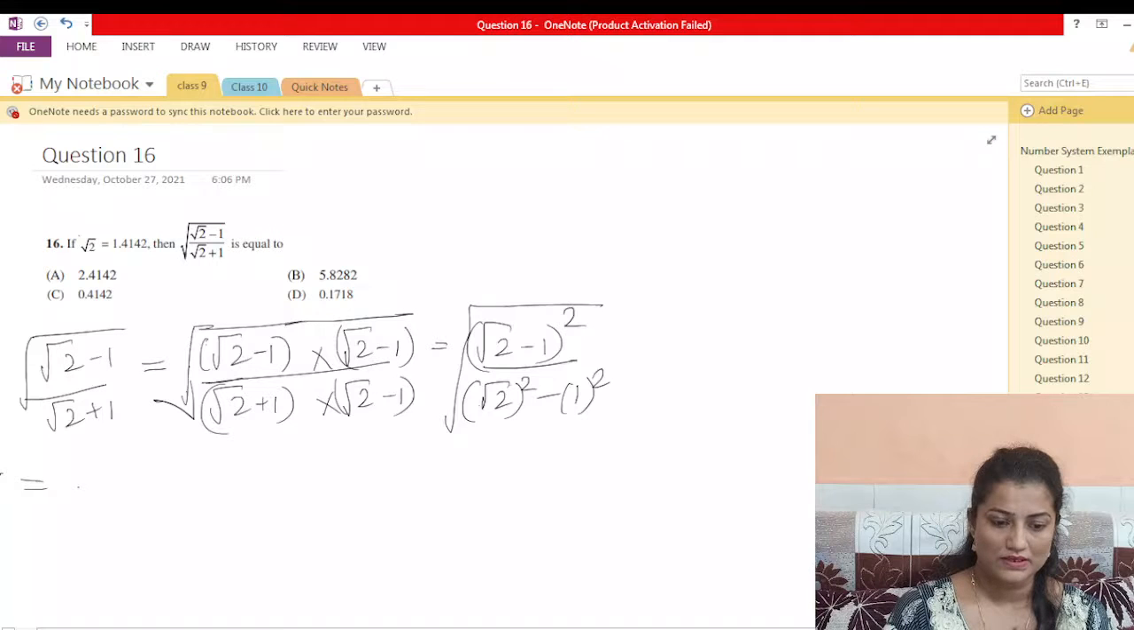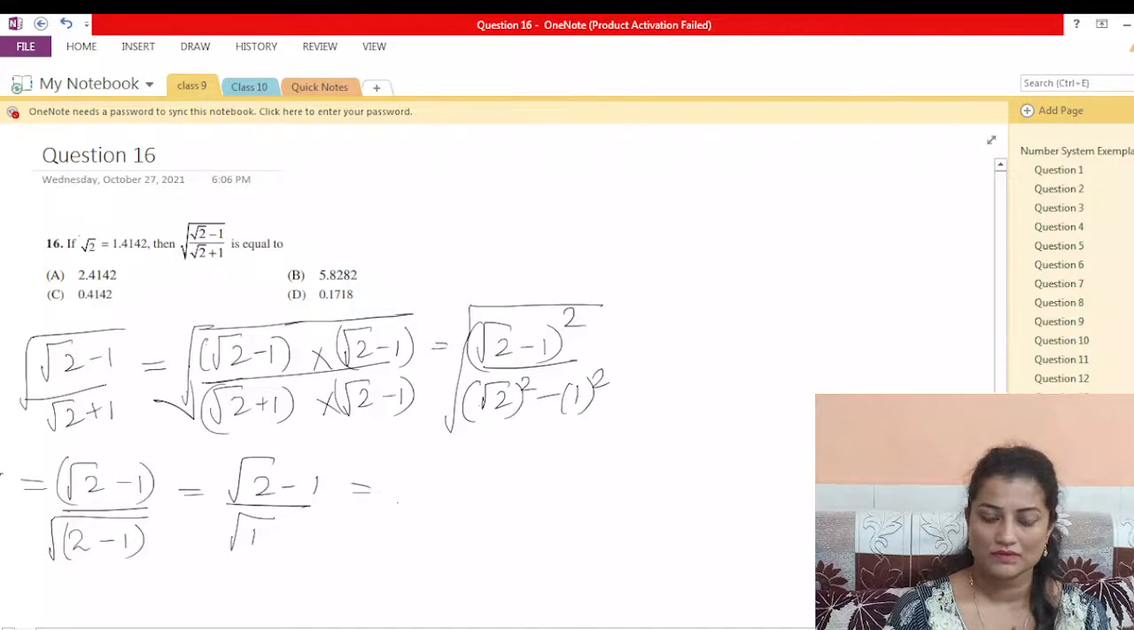Now when we solve this, we remove the square root from the numerator and denominator. So (root 2 minus 1) whole squared under root will be root 2 minus 1, and in the denominator, root 2 whole squared minus 1 squared will be 2 minus 1, whole root, right? So that will be root 2 minus 1 over the square root of 1, and the square root of 1 is 1. So the answer is root 2 minus 1.